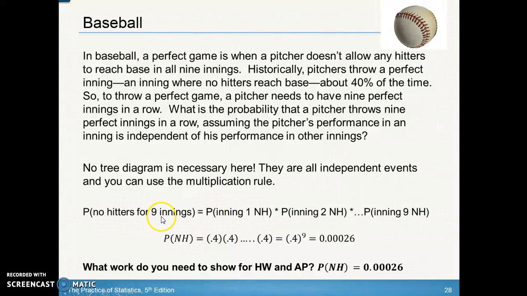So what's the probability that we have no hitters for 9 innings? I can just multiply the probability, since they're independent, of each of the 9 innings being no hitters, which is 0.4. Okay? So what work do you need to show? You literally just need to show this 0.4 to the 9th and then your final answer.